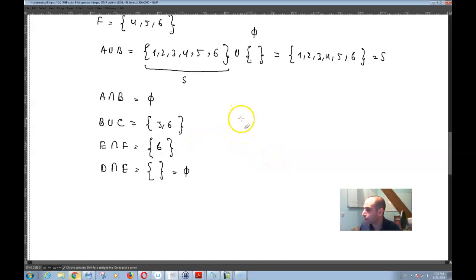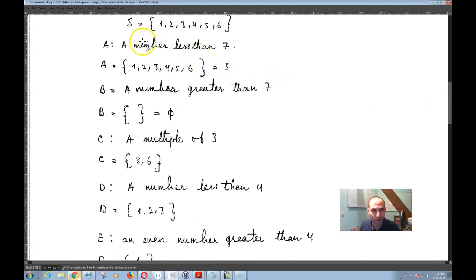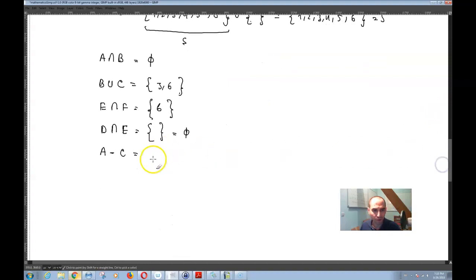And then you have A minus C. So A minus C is basically all the members of A, and you have to subtract from that the members that you can find in C if they have those members in common. So you have 1, 2, 4, 5, right? You have A minus C.